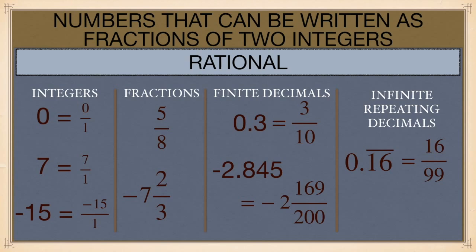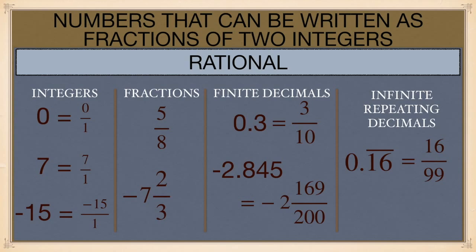Now, other ones that are rational are fractions. So for example, 5/8, you can see it's written as a fraction, so it is rational. Finite decimals, 0.3, if you read it correctly, is 3/10. So you can write it as a fraction. Same thing with the negative 2 and 845 thousandths. You can write it as a fraction and simplify it.